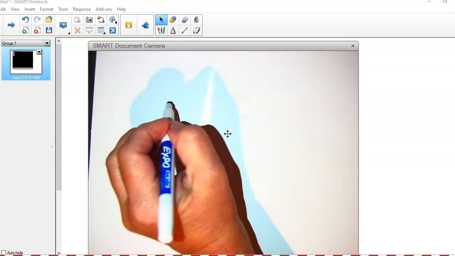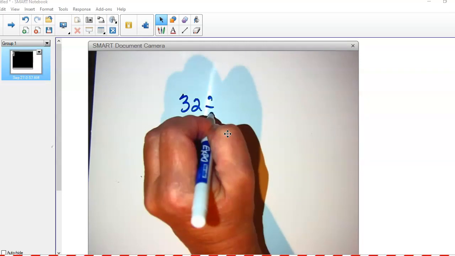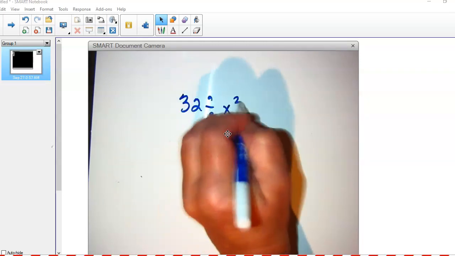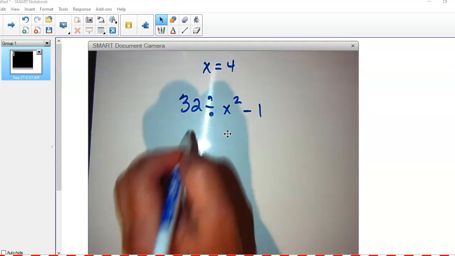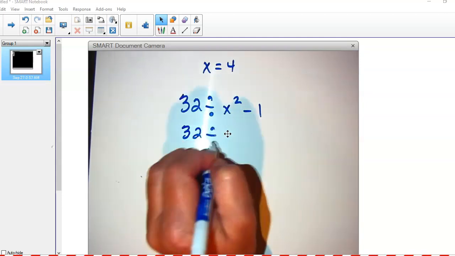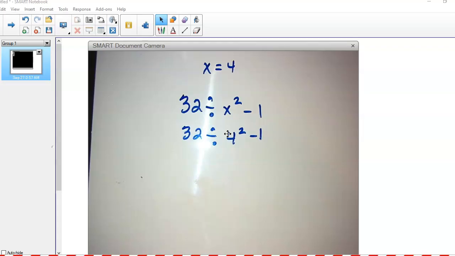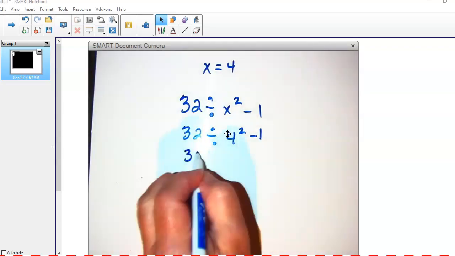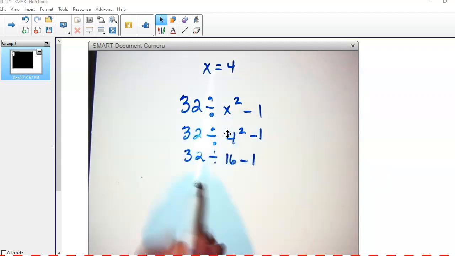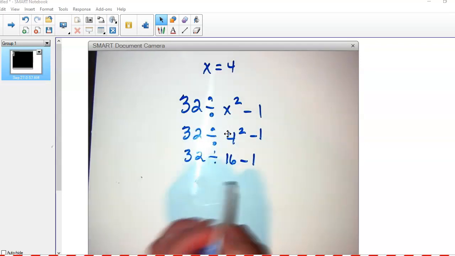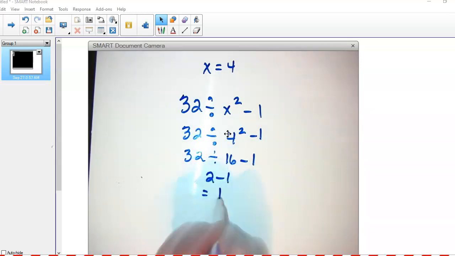So an example would be 32 divided by x squared minus 1. We're going to say x is equal to 4. So let's substitute in first: 32 divided by 4 squared minus 1. Okay, so according to the order of ops, we have to do the exponent first. So we're going to say 32 divided by 16 minus 1. The next thing is we have division. So 32 divided by 16 is 2 minus 1, and that equals 1.